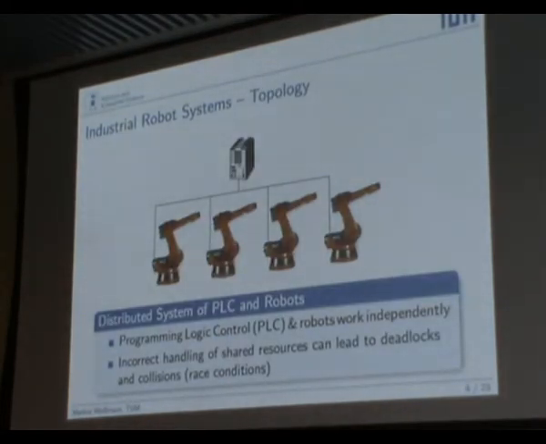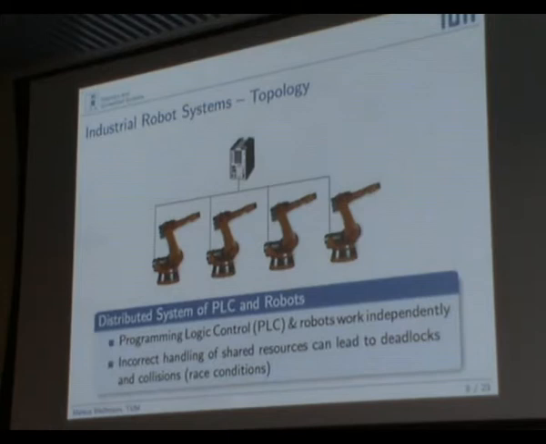So we're going more to the computer science standpoint. This is a topology of such a cell. You have several robots in there and one PLC. For those that don't know, a PLC is basically an industrial computer with a not so nice programming language on it. And this is a distributed system. Every robot has its own computer. They are talking over a bus system to each other.